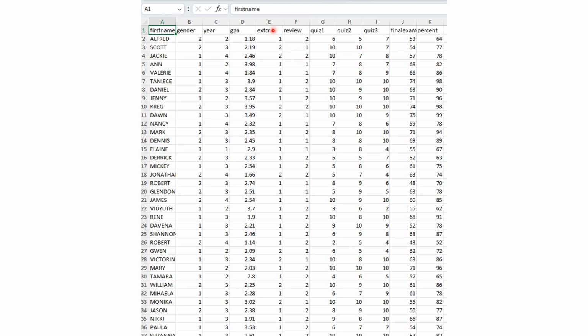Or is attending the extra credit event related to attending the review event? Is there a relationship between these 2 categorical variables? And that could be a clear chi-square type of question. Again, chi-square test for independence. Or is it not independent and these variables are actually related?